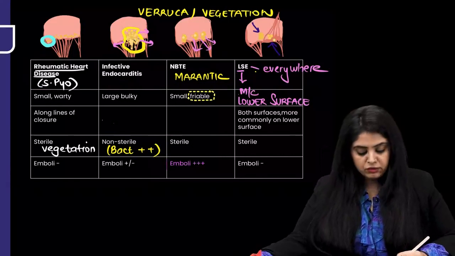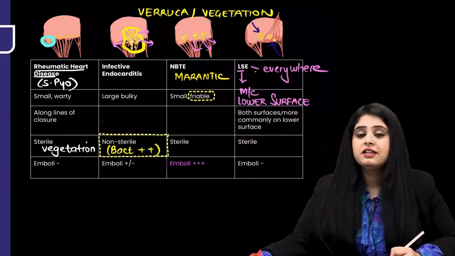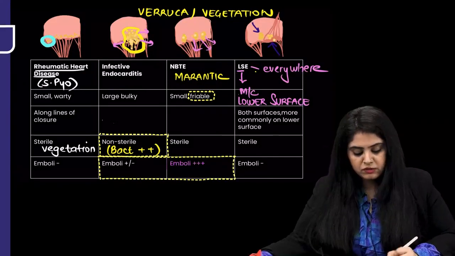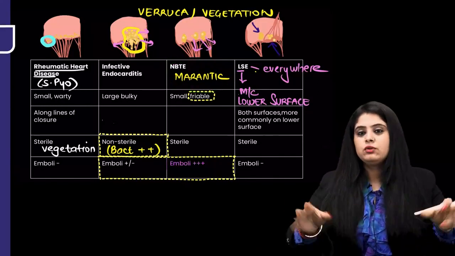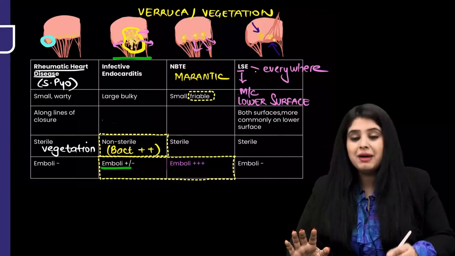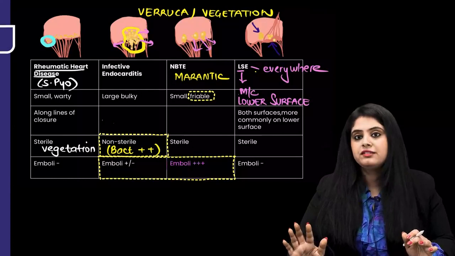Next, which is the only one out of these which can spread? So I'll put a box over here. Remember, these two can spread. One, the fragile one, NBTE, is weak and fragile, so it will break and spread. Of course, it's going to spread. Second, the infective, bad, bulky one can also spread at times. So these two are the ones which can show embolization.